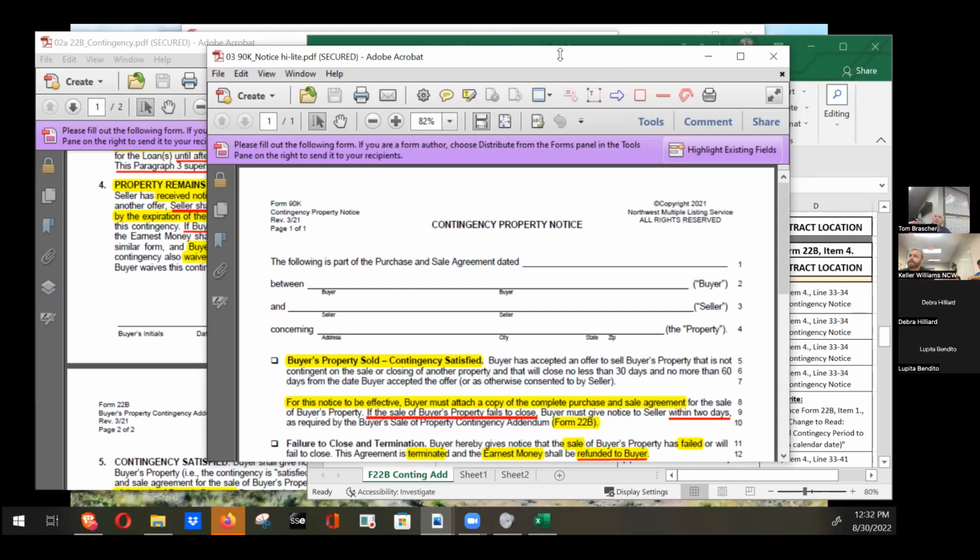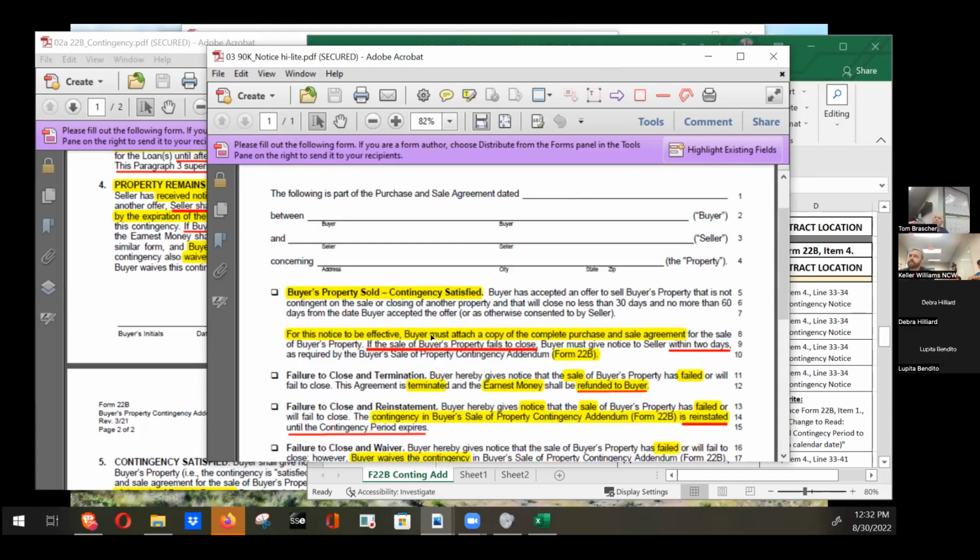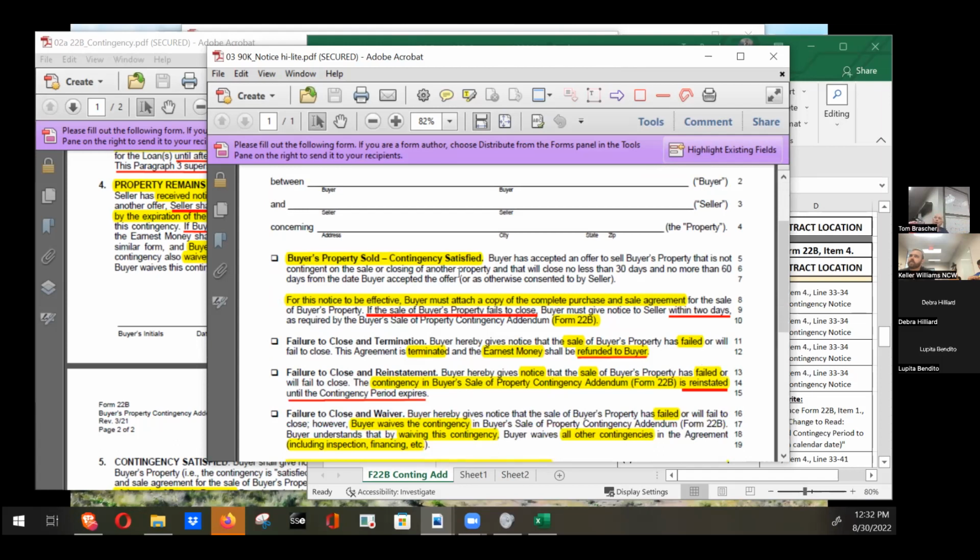And in this case, on a 90K, this is where contingency is satisfied. Buyer accepts the offer. This notice is effective. The buyer attached a copy of the complete purchase and sale agreement. But it says, if the property fails to close, buyer must give notice to the seller, 2-day notice as required by the buyer's sale of the property contingent addendum. Failure to close and termination, failure to close and reinstatement.